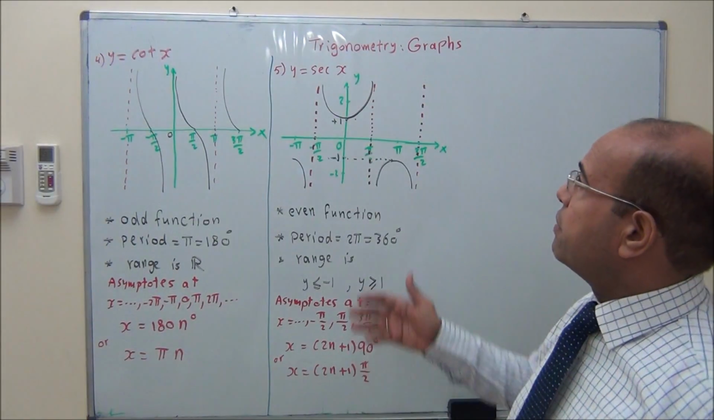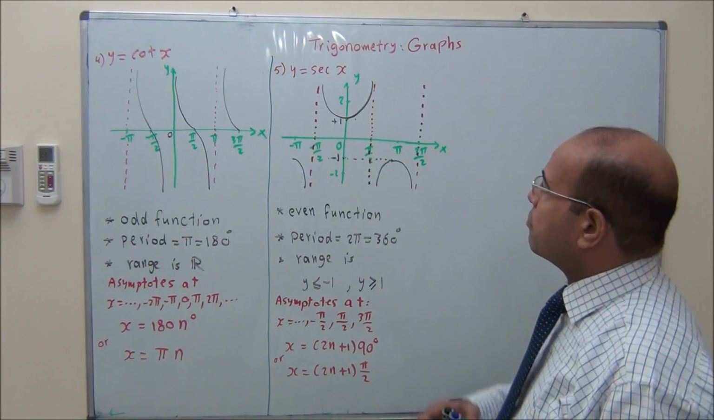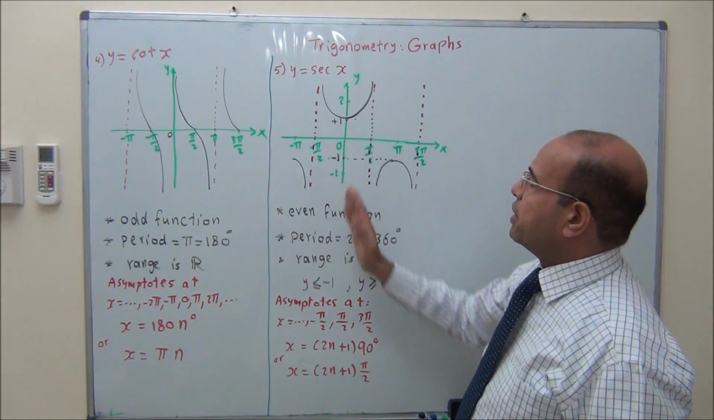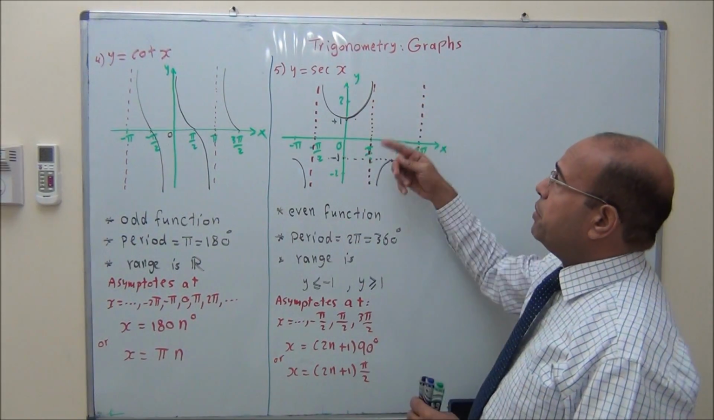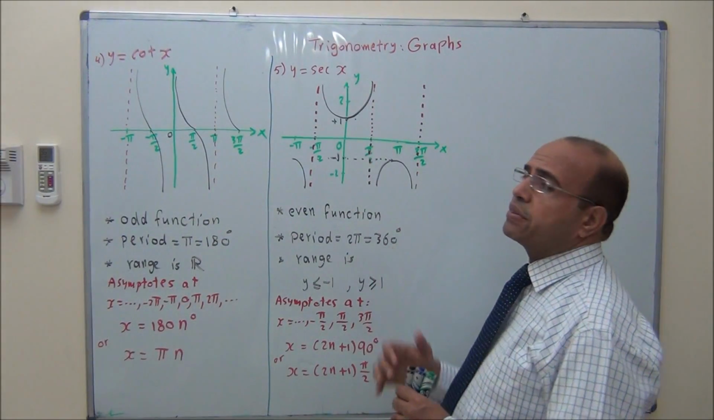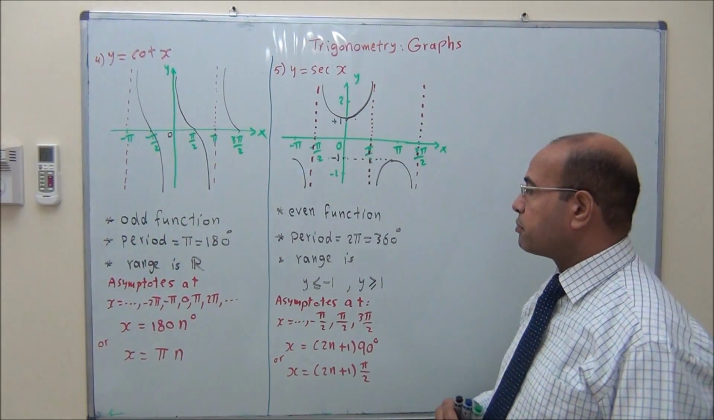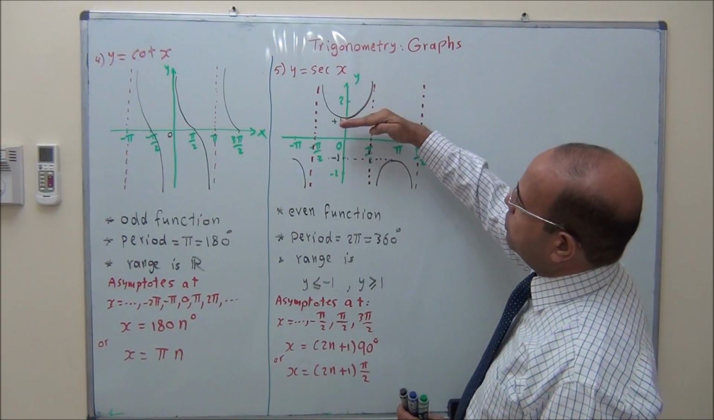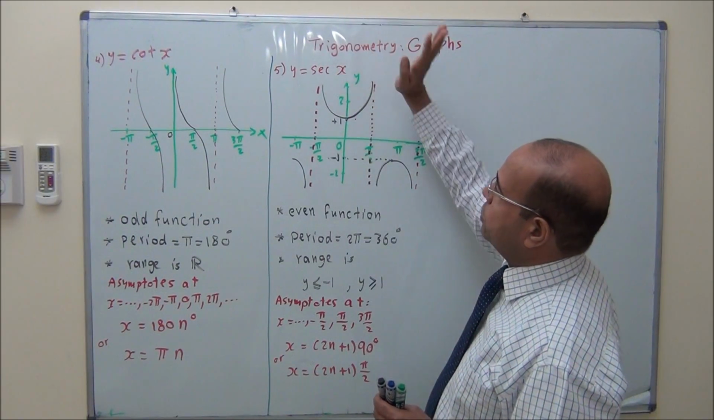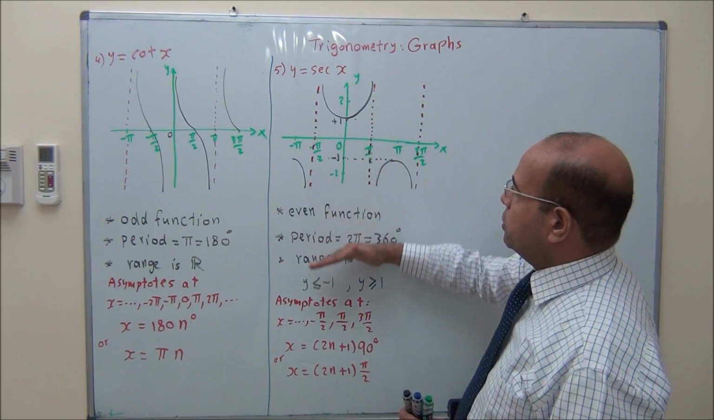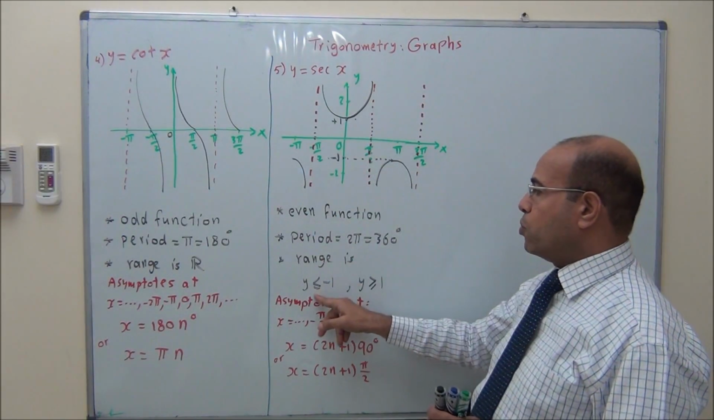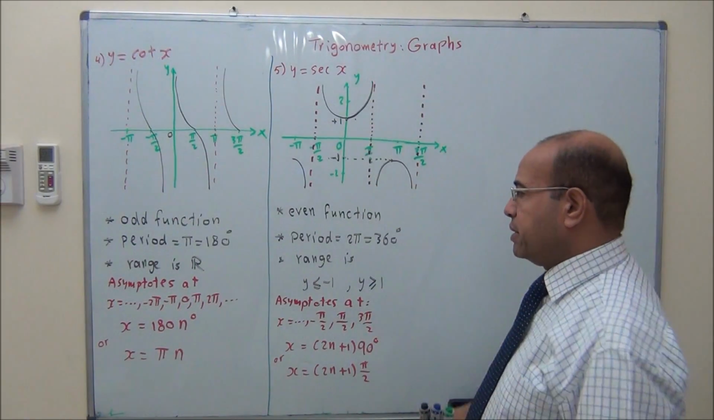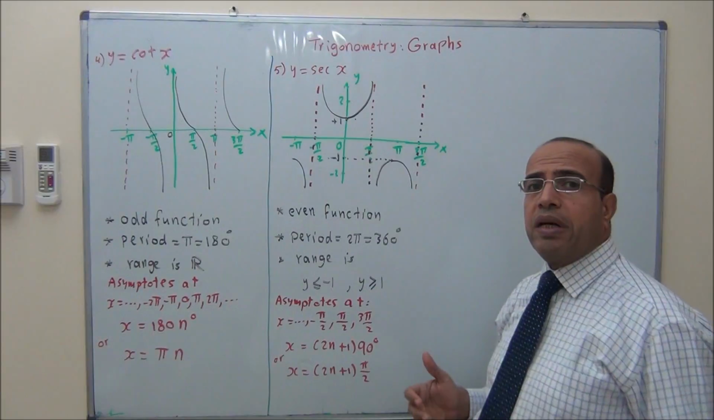The fifth graph is y equals sec x. Look at this graph. It is an even function because it is symmetrical about the y-axis. The period, the graph repeats itself every 360 degrees or 2 pi. What about the range? The graph goes from 1 to infinity, or from negative 1 to negative infinity. So the range is y less than or equal to negative 1, or y greater than or equal to 1. Also in that graph we have asymptotes.